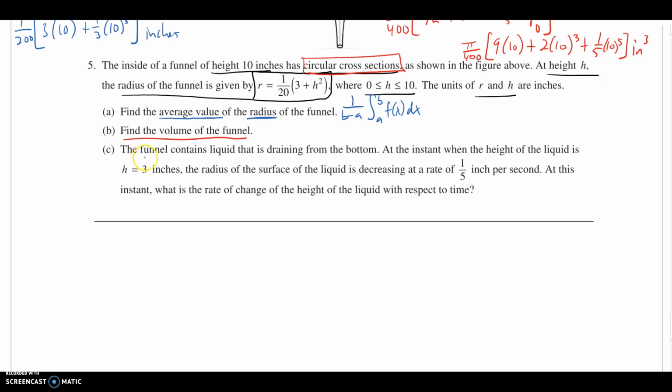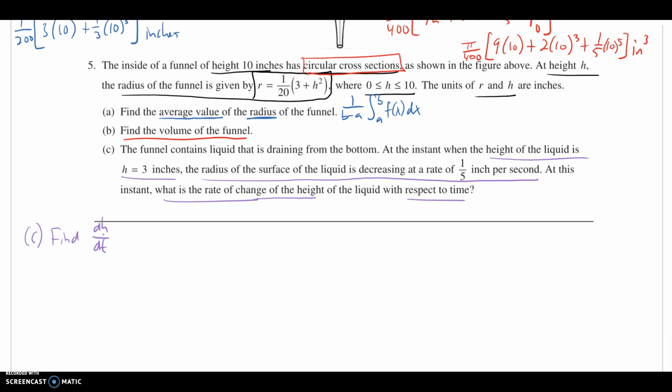So for part C, the funnel contains liquid that is draining from the bottom. At the instant when the height of the liquid is 3 inches, the radius is decreasing at a rate of 1/5 of an inch per second. At that instant, what is the rate of change of the height with respect to time? So we have to realize the whole question is asking us to find, in a very specific notation, dh/dt, our change in height with respect to time.